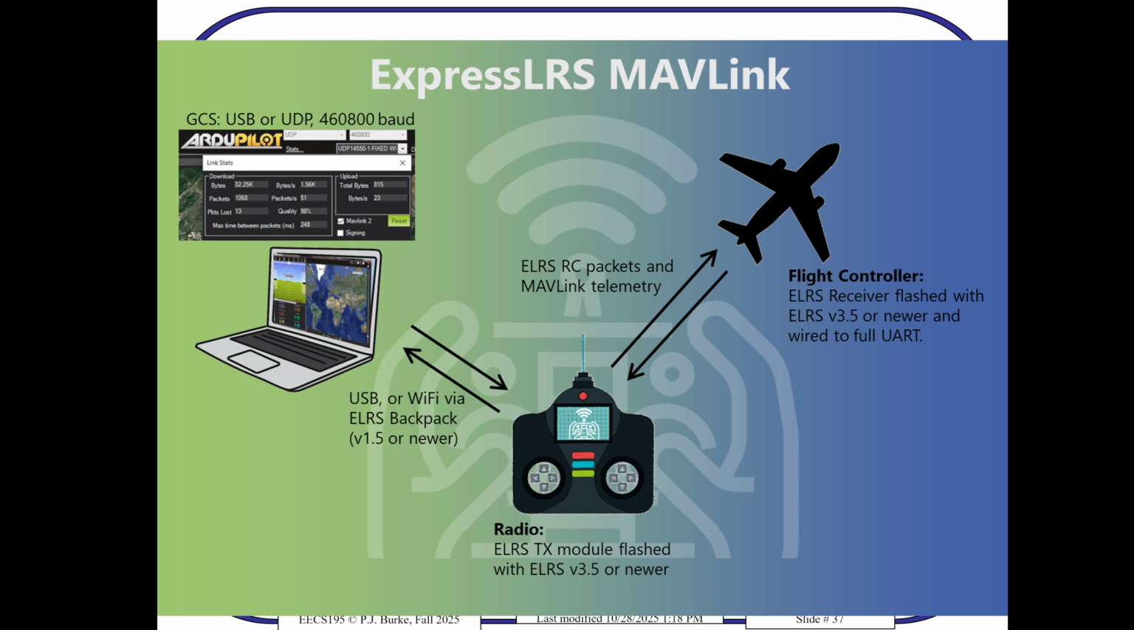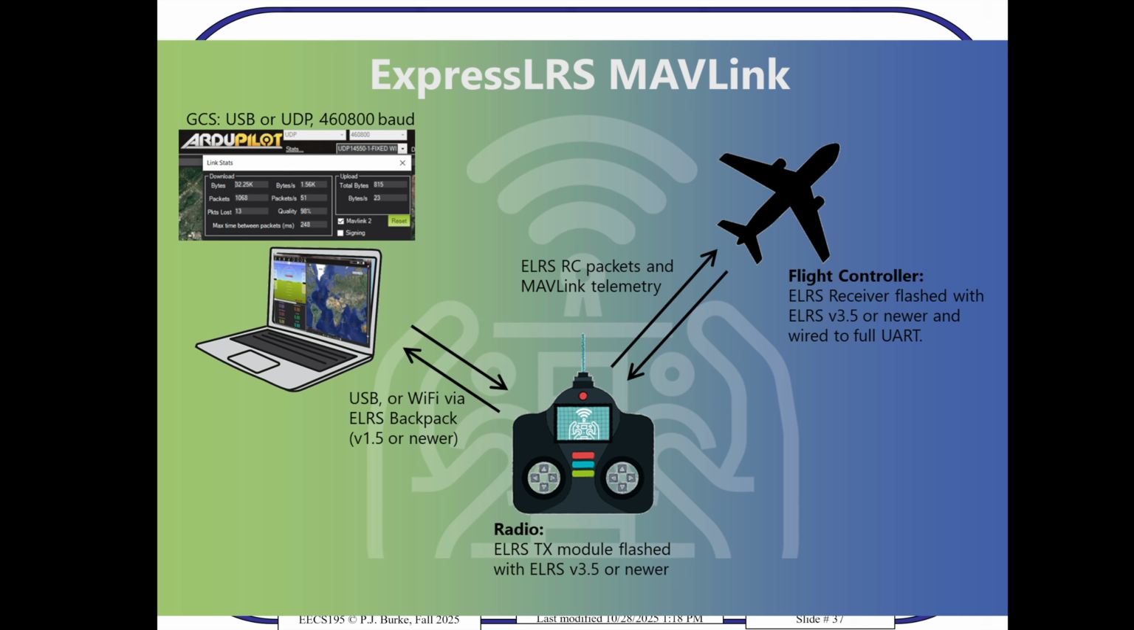There's Crossfire, there's DSM, and ExpressLRS is, from what I understand, reverse engineered the Crossfire protocol, which was invented by another company called Team Black Sheep. And now they're using that with open source hardware and firmware. So you're using the Crossfire protocol to communicate with your drone, which is fine. But that doesn't give you telemetry. That only gives you radio control. We want telemetry.